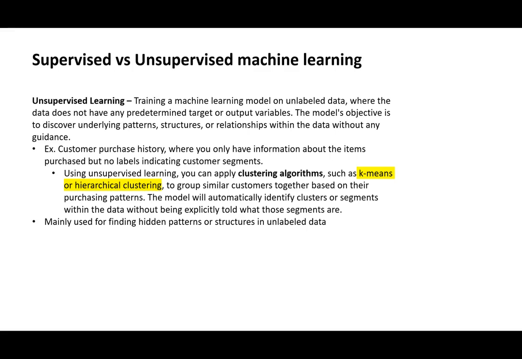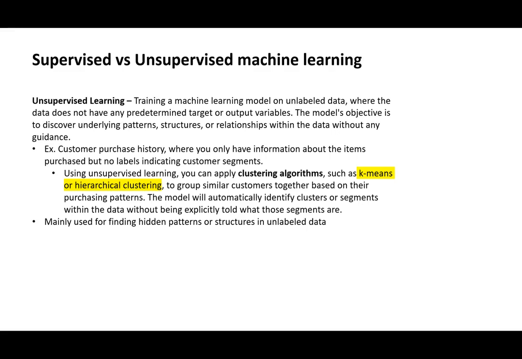Unlike supervised learning where we were providing both the input and output and it was easier to learn, here we do not provide the output and it is mainly focused on understanding what the pattern is, what the structure is, and how the relationship is working between the data. A very good example is customer purchase history, where you would have the information about the items purchased, but no label indicating the customer segment. It will never tell you where the customer is from, what the age group is, or those sorts of things. But it does tell you what items have been purchased by the customer.